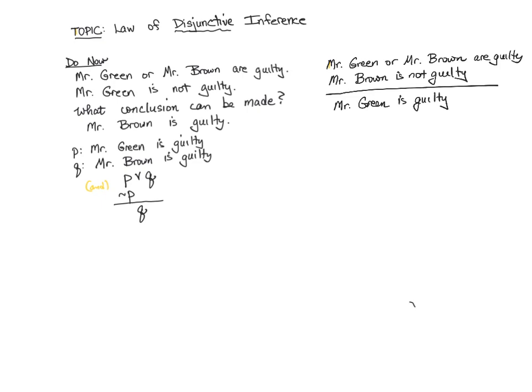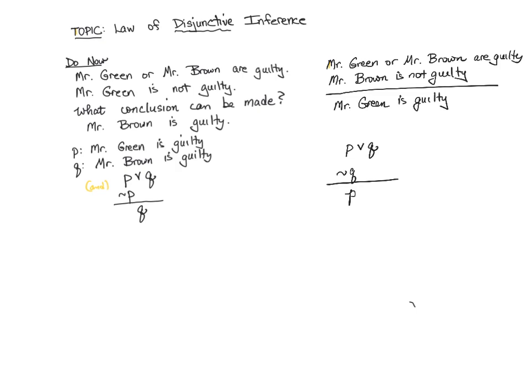Okay, so we have a second part. We have Mr. Brown or Mr. Green are guilty, and we're given the fact that Mr. Brown is not guilty. Then we conclude that Mr. Green must be guilty. And this is called the Law of Disjunctive Inference. And we can prove this to be a tautology.